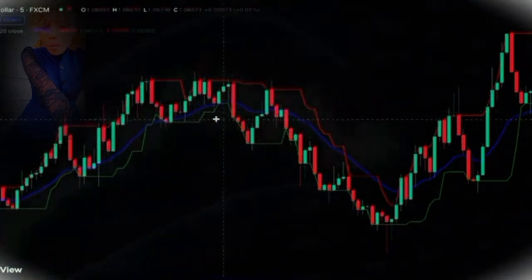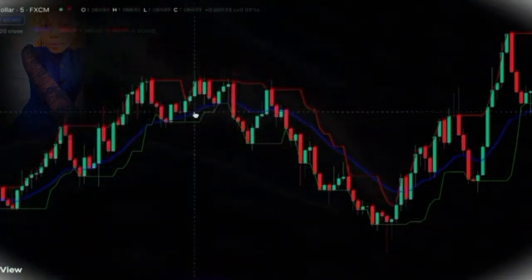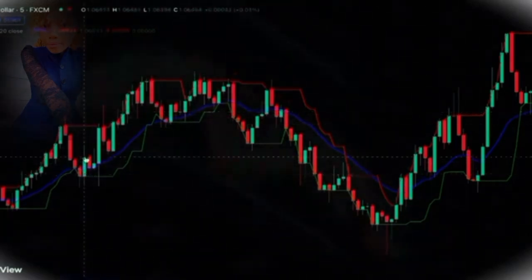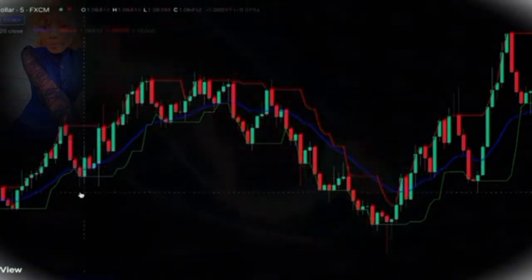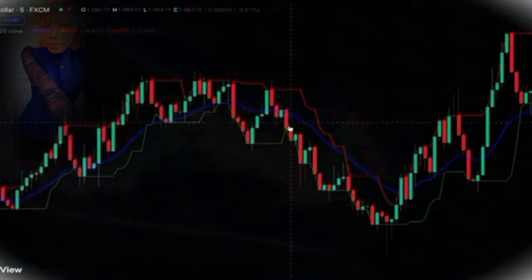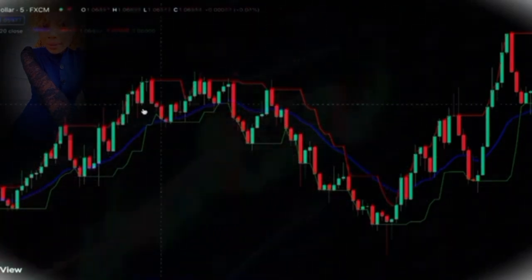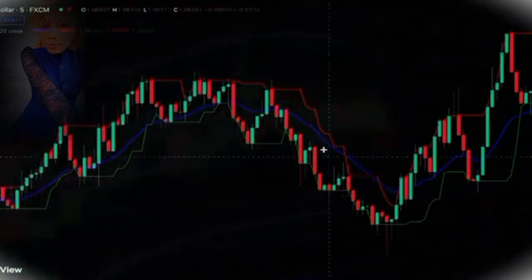This blue line is an exponential moving average with a length of 20 by default. And when the price crosses the EMA and it's in an uptrend, it shows a buy signal, and when it's in a downtrend, it shows a sell signal. Not all of these buy-sell signals are worth trading.